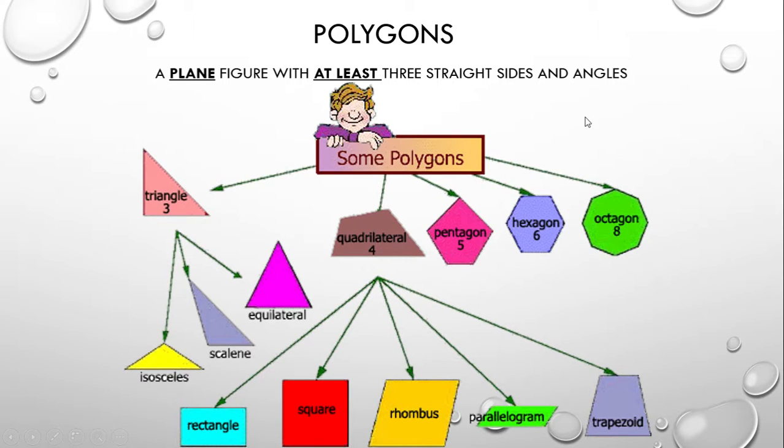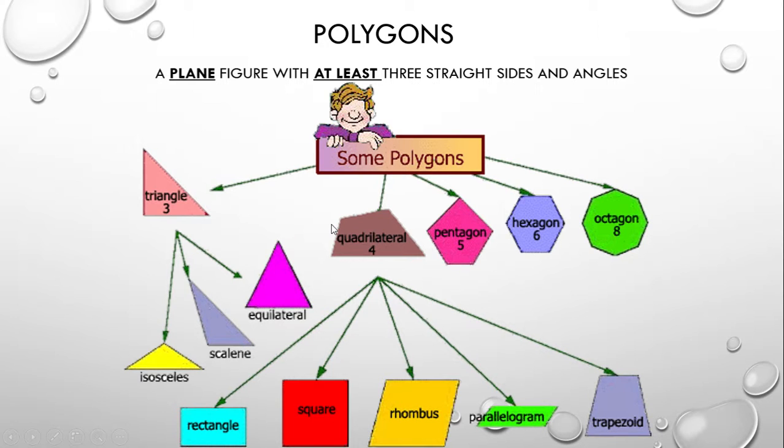Okay, so let's first talk about what a polygon is. A polygon is basically a fancy word for shape, minus a circle, because you have to have at least 3 sides and 3 angles to be considered a polygon. So your first polygon is going to have to be a triangle. Now there's different types of triangles. We have scalene, isosceles, equilateral, but we're not going to get into those just yet. For now, all you need to know is that a triangle has 3 sides and 3 angles.